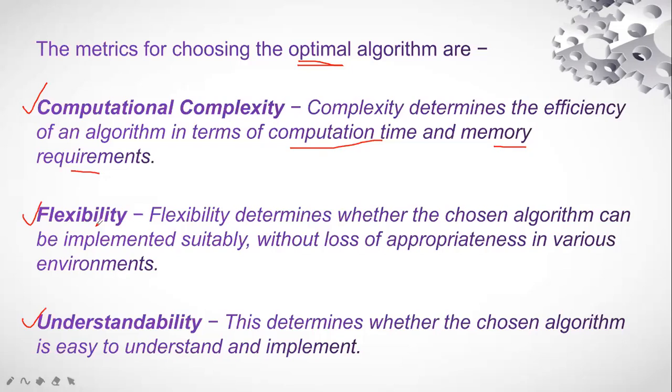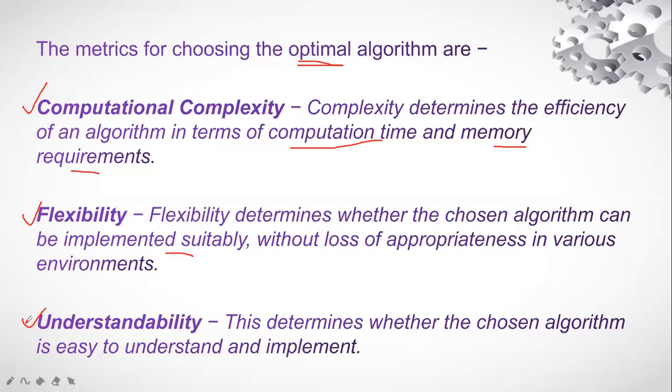Second parameter is the flexibility. Flexibility determines whether the chosen algorithm can be implemented suitably without loss of appropriateness in various environments. That means there are certain algorithms which can be run in a specific environment with the appropriate results, but in some environments it is not giving the appropriate result. So we need to make sure that the loss of appropriateness should not be there in any type of environment. That is called the flexibility of using it in any type of environment.